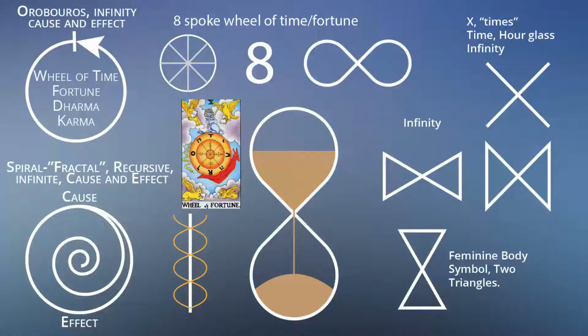So, the eight-spoke wheel of time and fortune. Again, time. You have eight, the eight-spoke wheel. As I've mentioned before, time is symbolized by the infinity sign, right? It looks like an eight. Well, the eight-spoke wheel, the wheel of time, the wheel of fortune, the wheel of fate, the wheel of destiny, the wheel of Dharma, it all has to do with time, symbolized by eight spokes, eight positions.